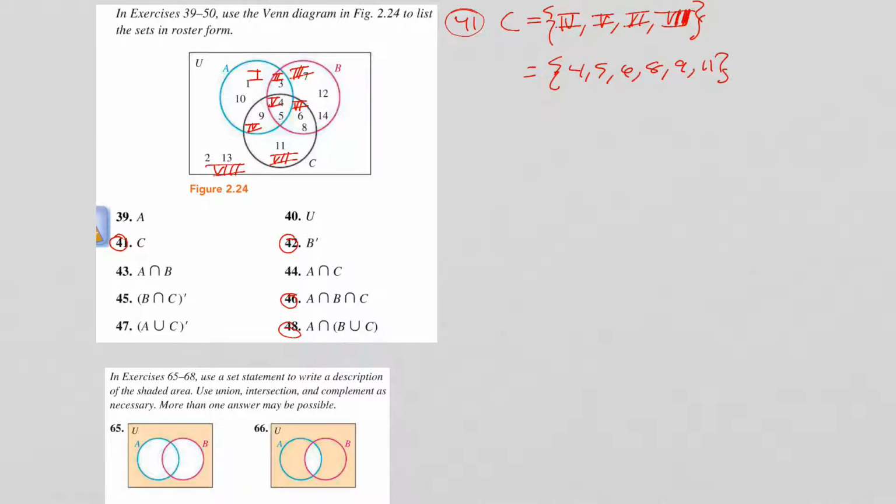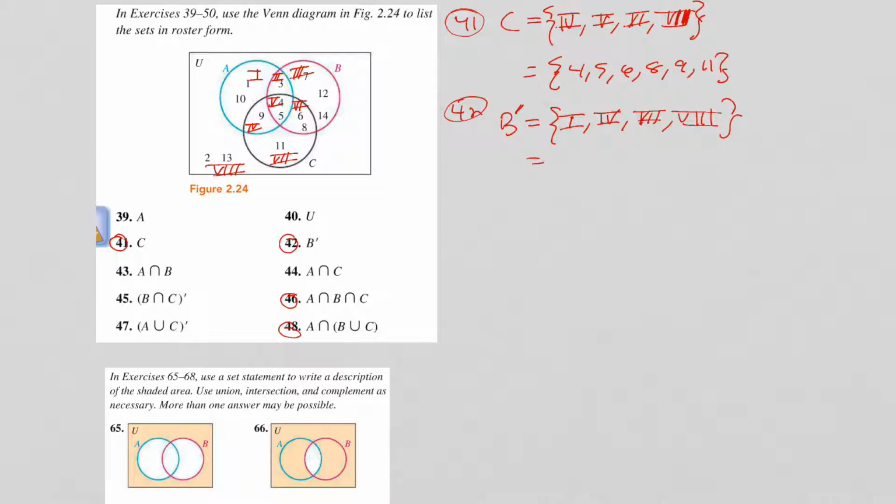Now, 42 is B complement. So it's basically saying everything outside of B. So you look at B, look at all the regions outside of it. So if we just list the regions first, you're welcome to skip this step, but I would like to include this for people who need to see where I'm getting these numbers. So outside of the red circle is going to be region 1, region 4, region 7, and region 8.